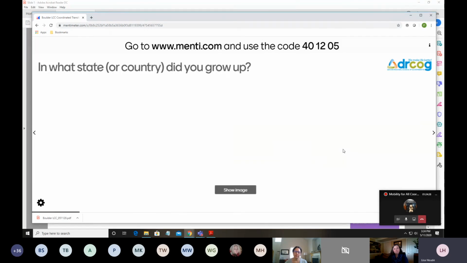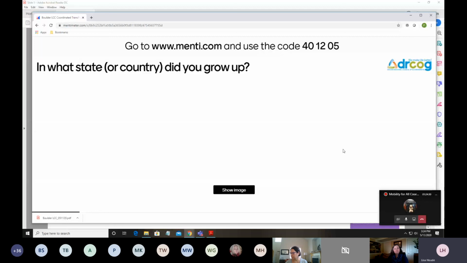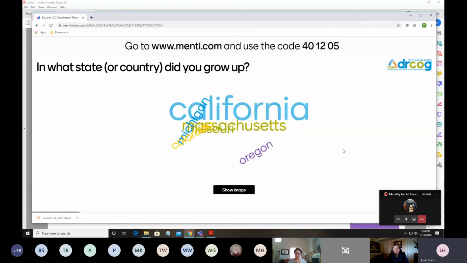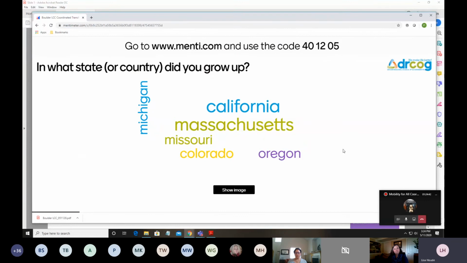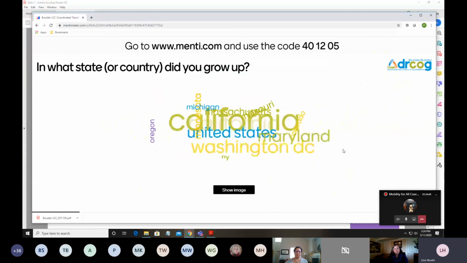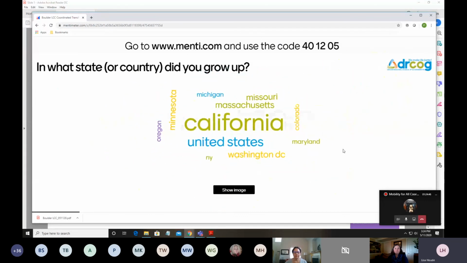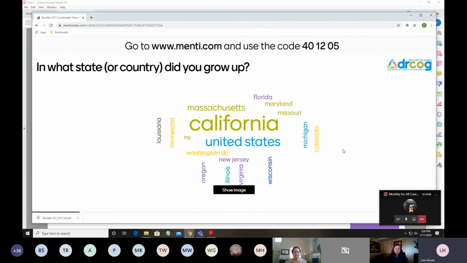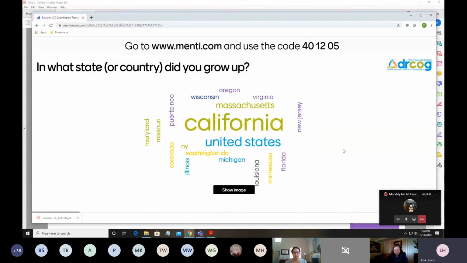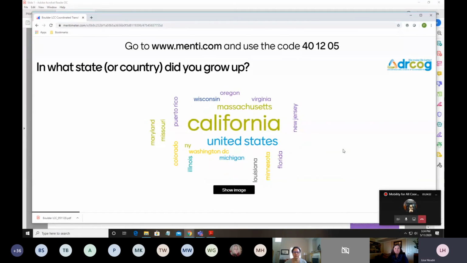And then we'll do another one just to test. This one is just to show you how to type in what state or country did you grow up? And you can type it in and it'll pop up on the screen for you. And the more votes or the more answers that we get of the same state, the bigger it'll be. So you can see, got a few Californias. We don't have very many Colorado natives.